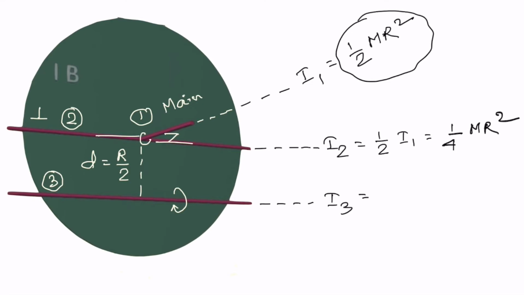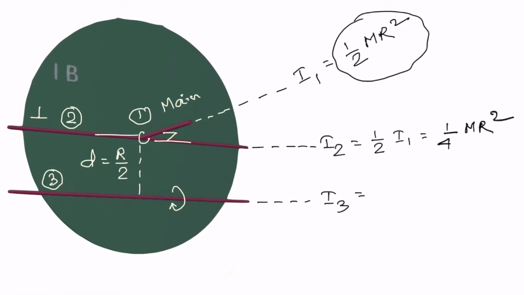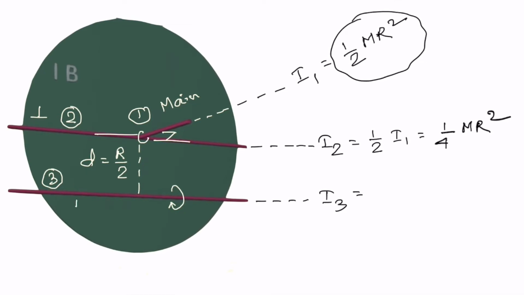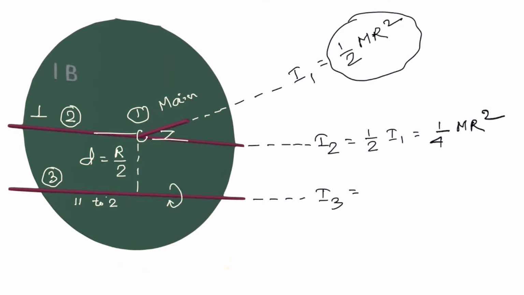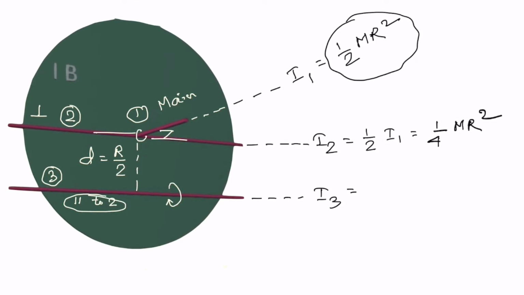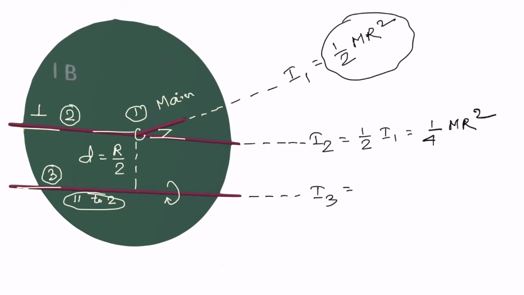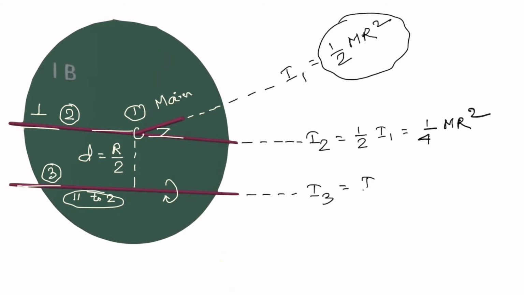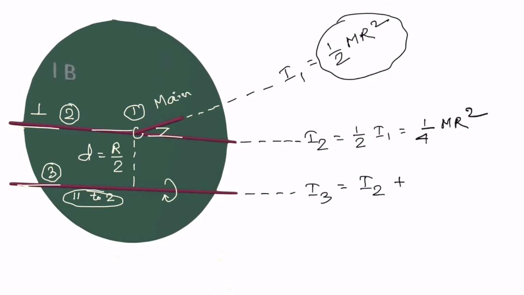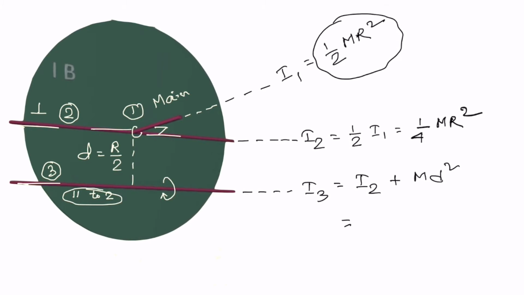I3, notice that I3 is parallel to the second axis. This axis and this axis are parallel. So I3 would be given by I2 plus md square. We know that. Let us put the value.